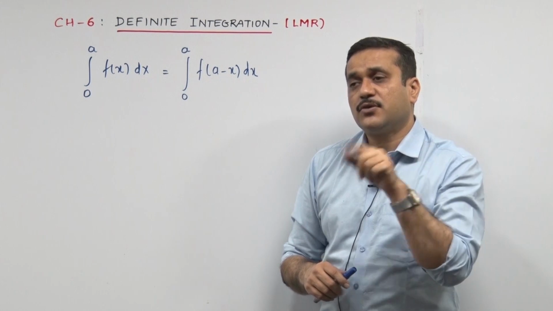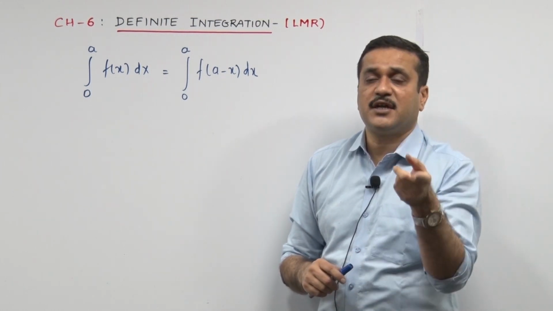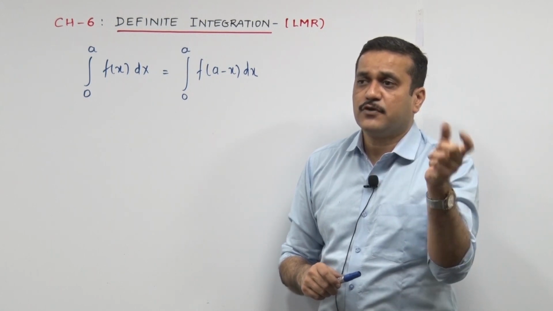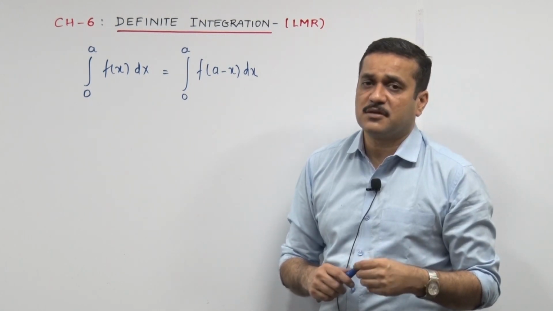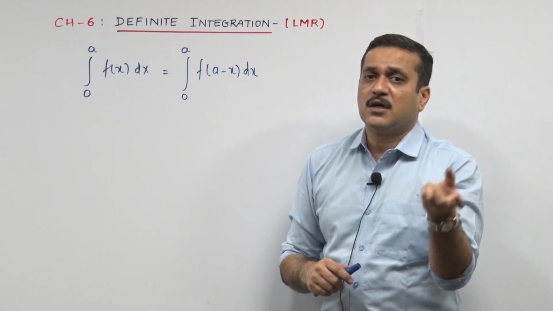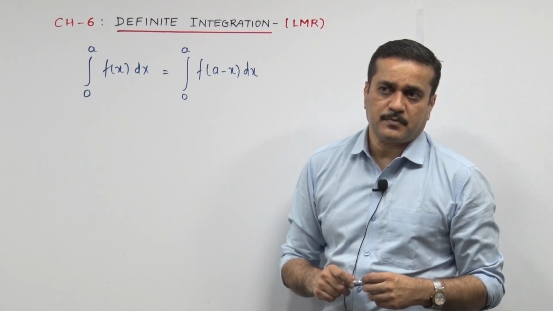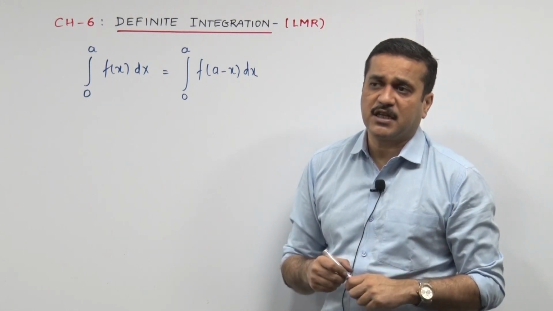You integrate 0 to a f of x dx, or you integrate 0 to a f of a minus x dx, the answer remains the same. If you see properly, it just tries to put one simple thing across the board. You can change your x to a minus x, check. Where? Everywhere in the function.